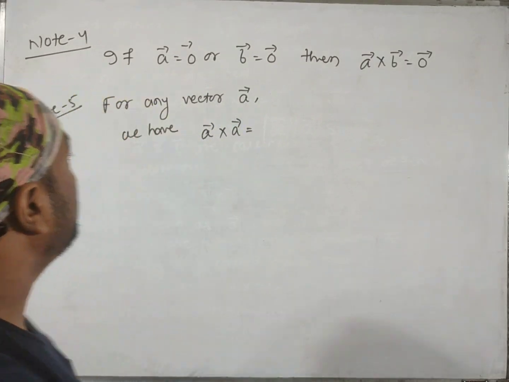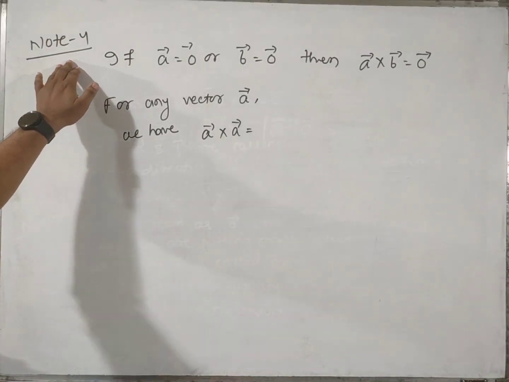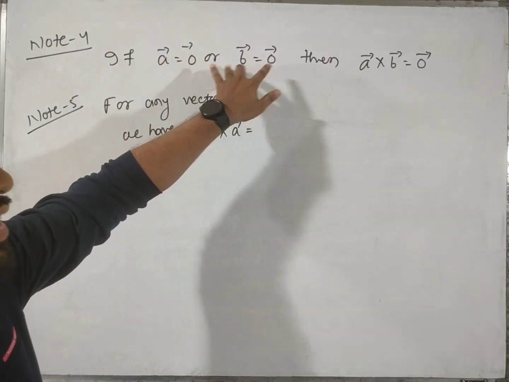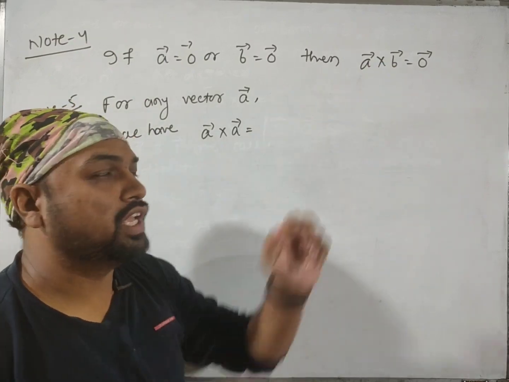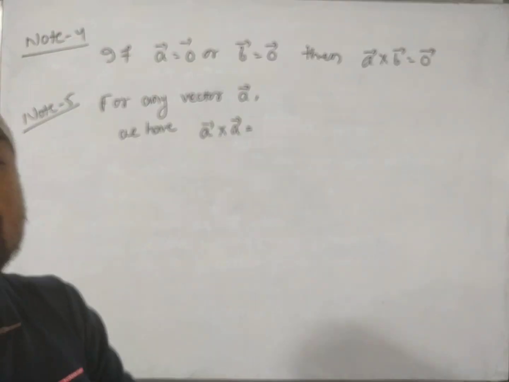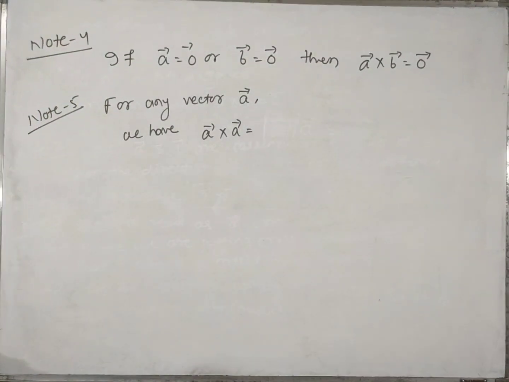Now let us get through note number 4. It is a part of note number 1. If A vector is equal to 0 vector or B vector is equal to 0 vector, then the vector product between A vector and B vector is always 0 vector, and we have already discussed it in note number 1. Then let us go through note number 5.